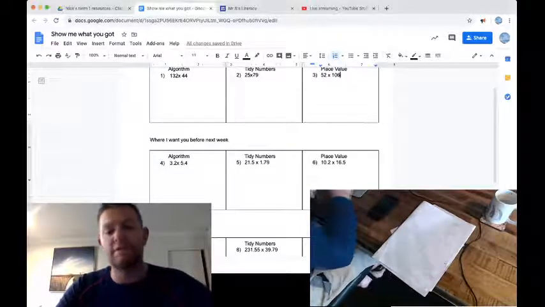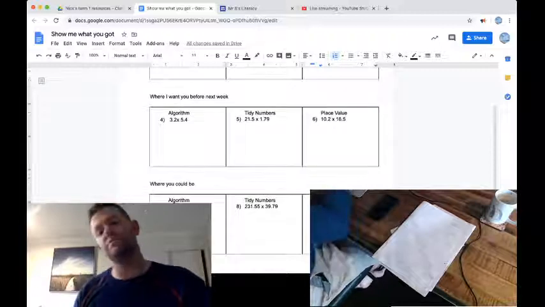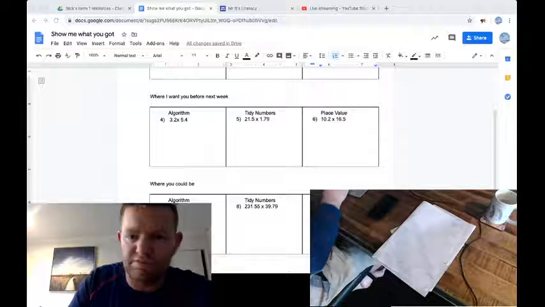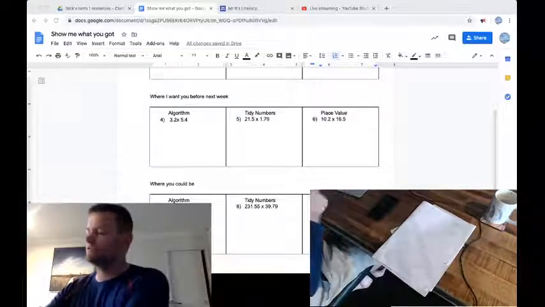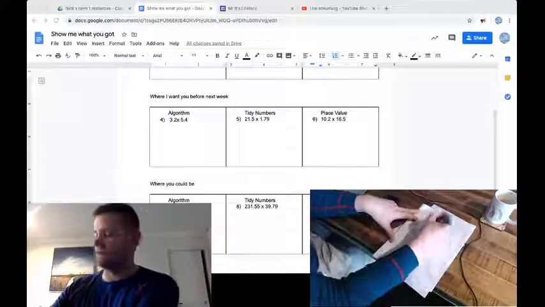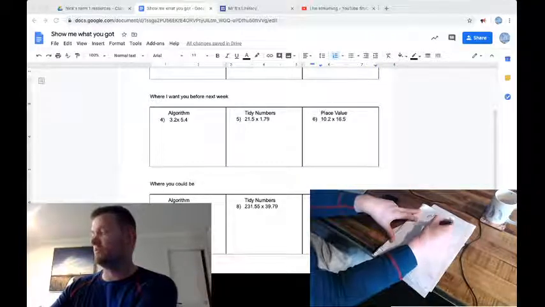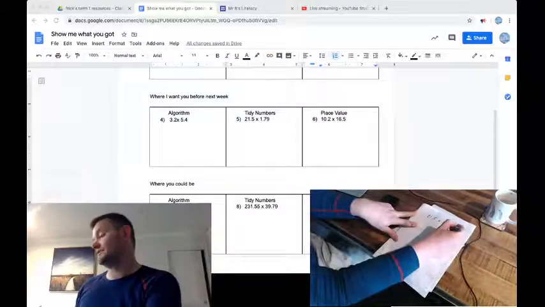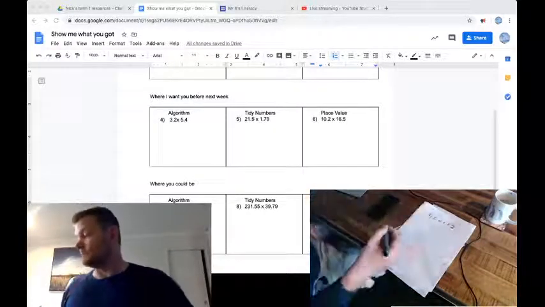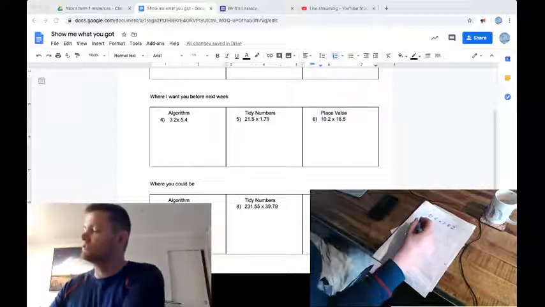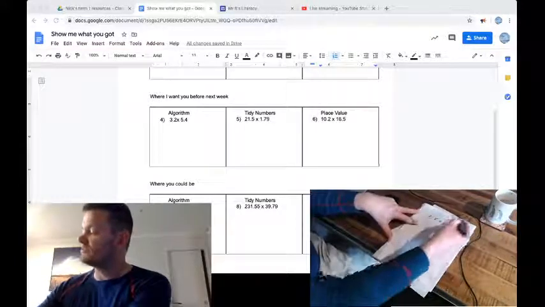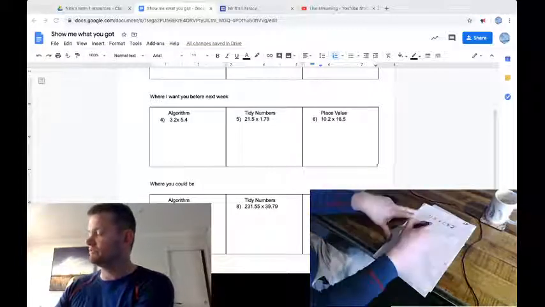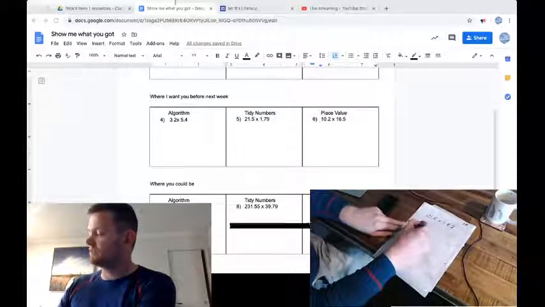Okay, so now we're going to look at the tidy numbers problem. So the middle question, number 5, 21.5 times 1.79. I'm going to go times 82. There you go, different number. So what I have to do, I'm going to remove the decimal places. I know there's 3 DP. So I'm just going to treat them as if it was 215 times 182.